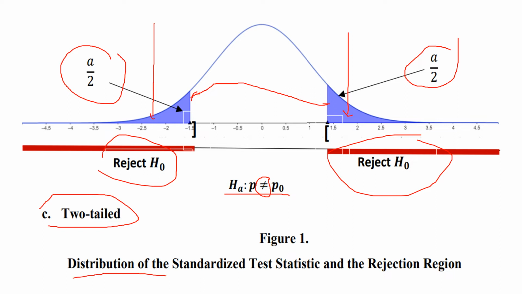So, the distribution of the standardized test statistic and the rejection region. This will be the representation of your left tail, right tail, and two-tailed test, as you can see in our two previous slides. That will be your left-tailed and right-tailed test. And for this one, this will be your two-tailed test, where both your left and right sides of your normal curve are considered, and there is a portion from your leftmost and rightmost as a part of your rejection regions.